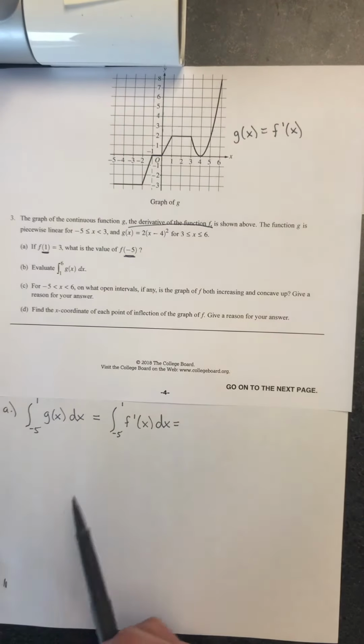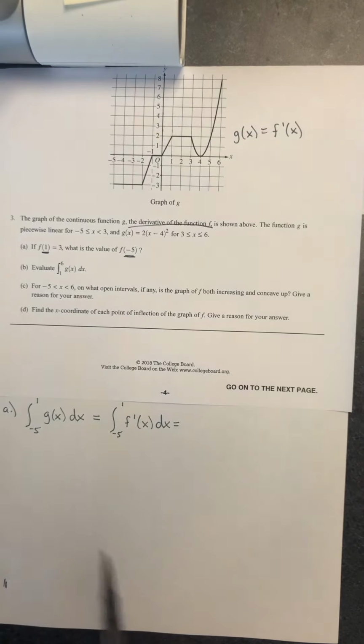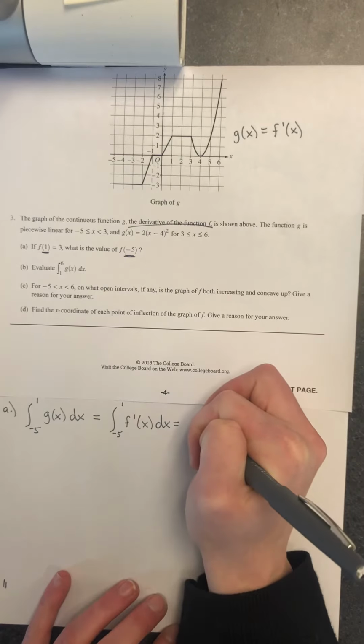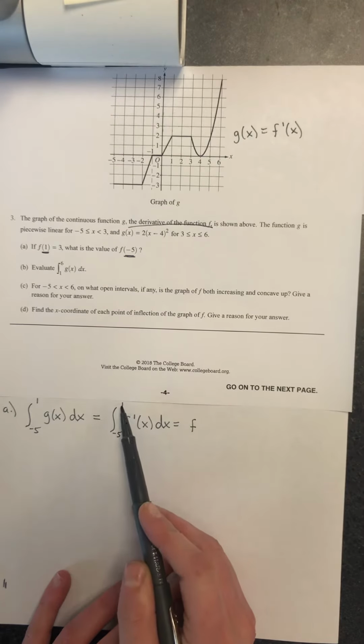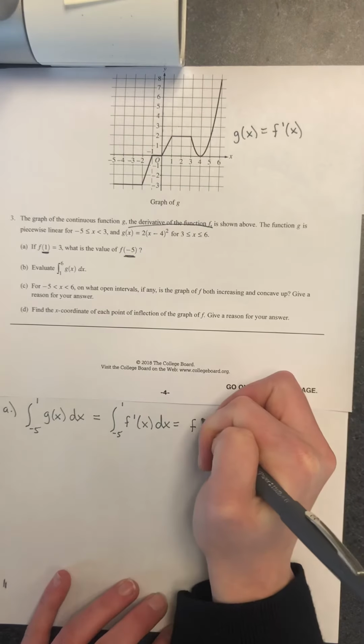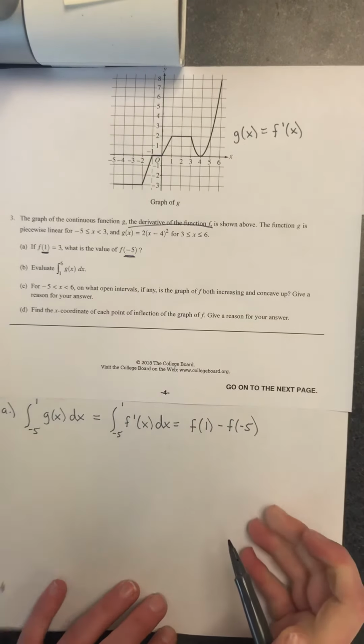Using the fundamental theorem of calculus, what is the integral of f prime? Well, the integral undoes the derivative. So the integral of f prime of x is just going to be f of x. But in this case, we want to evaluate from the lower bound to the upper bound. So this is going to be f of 1 minus f of -5.